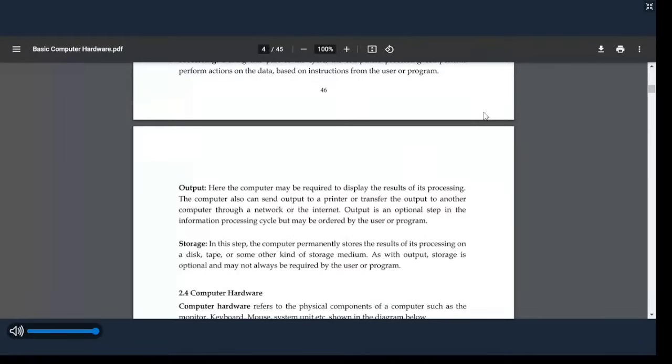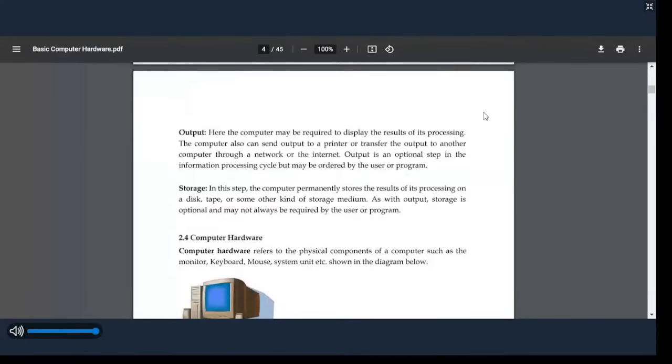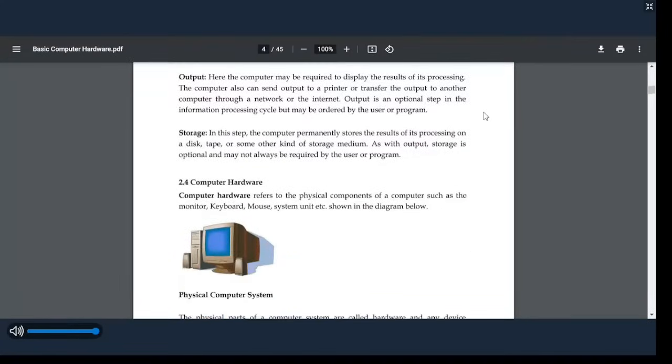Storage: in this step, the computer permanently stores the results of its processing on a disk, a tape, or some kind of storage media. As with output, storage is optional and may not always be required by the user or program. Then we have computer hardware.